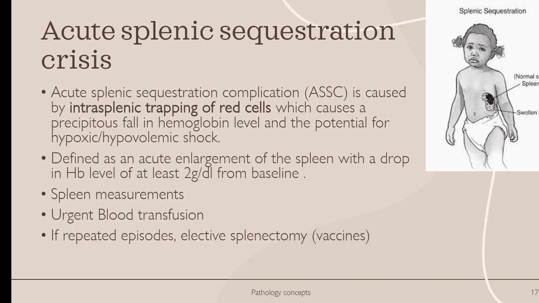Next is acute splenic sequestration crisis. ASSC is caused by the intrasplenic trapping of RBCs, which causes a precipitous fall in hemoglobin level and potential for hypoxic and hypovolemic shock. It is defined as an acute enlargement of the spleen with a drop in hemoglobin level of at least 2 gram per dL from the baseline. Splenic measurement should be done and urgent blood transfusion is required. If repeated episodes occur, elective splenectomy is advised.